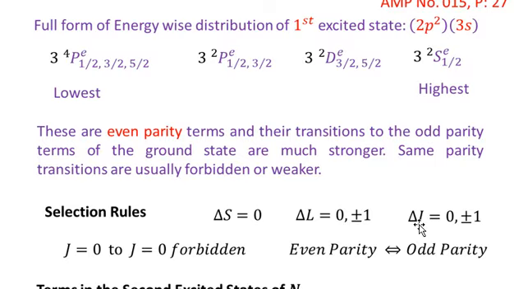For example, if J is equal to 3/2 for the higher state, and for the lower state J is also 3/2, then 3/2 minus 3/2 will be equal to 0. That's fine. But if the higher state has J equal to 0 and the lower state also has J equal to 0, then the transition from J equal to 0 to J equal to 0 is not allowed and is forbidden. And the even to odd parity transitions are preferred. They are stronger transitions, and these are the optically allowed transitions from even parity to odd parity, or from odd parity to even parity. So this is what I have explained about the first excited states of the nitrogen.